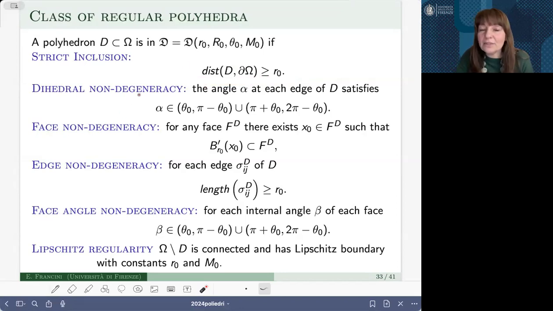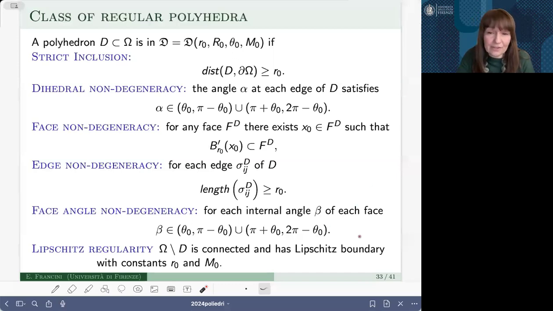So we want this polyhedron to be non-degenerate, so we want the angles at each edge to be far from pi, 2 pi and 0. We want the faces to be big, so to contain at least some ball of dimension 2, some disk. We want edges to be long enough, so to have positive length. And we also need the angles in the faces of the polyhedron to be far from 0, pi, and 2 pi.